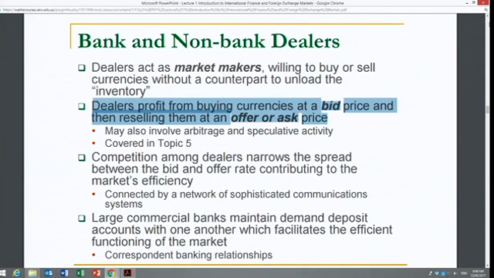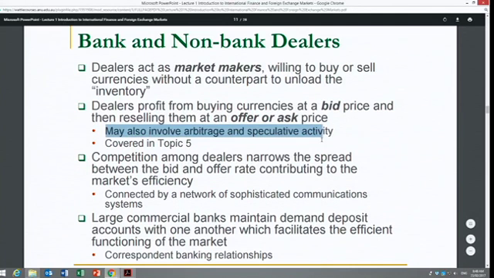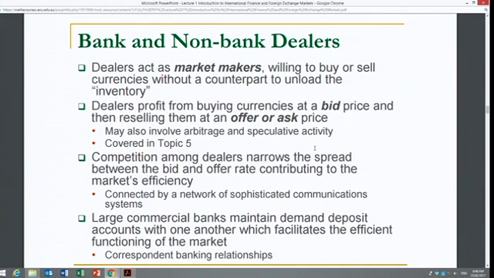So when we talk about buying and selling currencies, we have bid and ask prices. And what happens is, it may involve arbitrage and speculative activity. So for instance, if the bank were to buy Aussie dollars from you, it sells US dollars to you, then effectively you're buying the US dollars and selling the Aussie dollars, right? And you may be involved in some kind of arbitrage or speculative activity. So how can we make profits from these activities? Well, there could be potential profits to be made, and this is something that we'll cover more formally in topic 5.